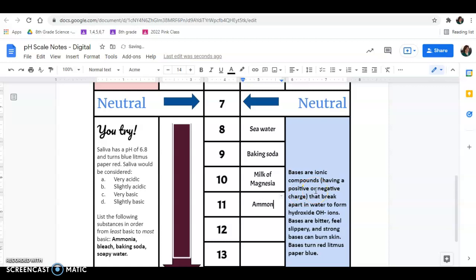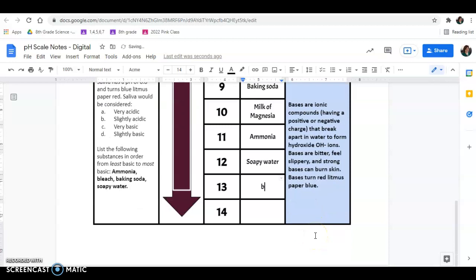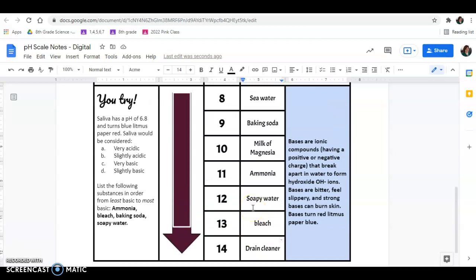Ammonia is a cleaner. That's going to be an 11. Notice we're getting stronger and stronger, 100 times stronger every time. Soapy water is a 12. Bleach is a 13. Notice you guys know that bleach is very strong and it can damage your skin if you're not careful. And drain cleaner, things that you pour down the drain to eat up the hair clog or anything else, is going to be a level 14. And those are things, there's lots of warnings on that label. You don't want to get it on your skin. Okay, so those are bases.